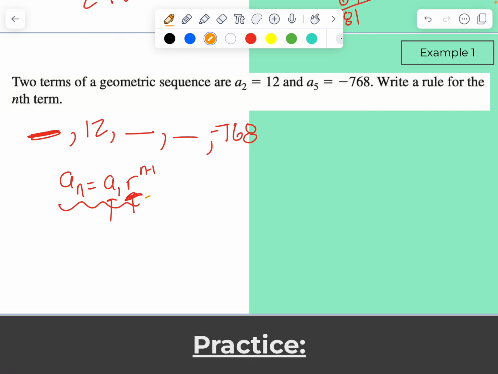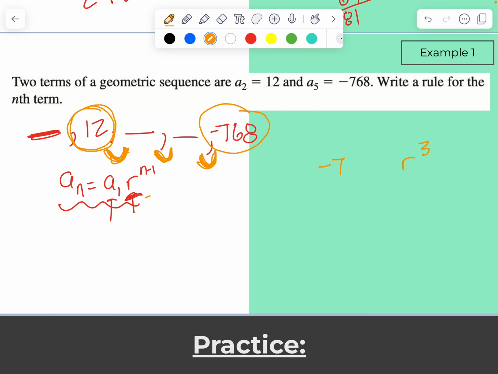So let me show you. It's more like common sense, or logical thinking, than following a formula. If this is my 2nd term and this is my 5th, I had to apply my common ratio 1, 2, 3 times to get there. So whatever my common ratio is, I had to apply it 3 times to get from 12 to negative 768.